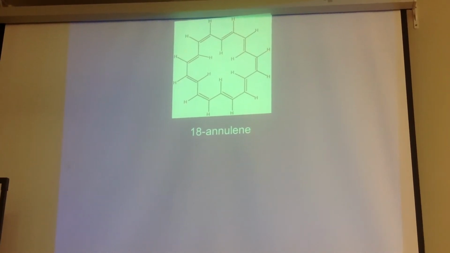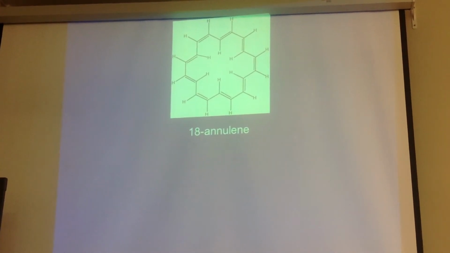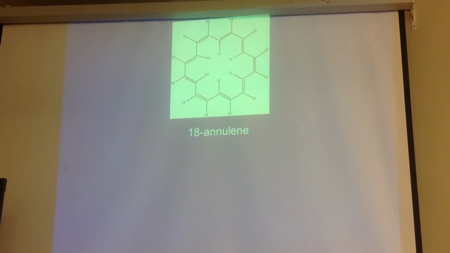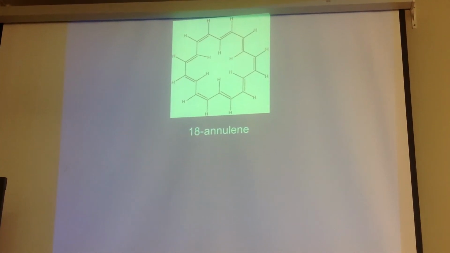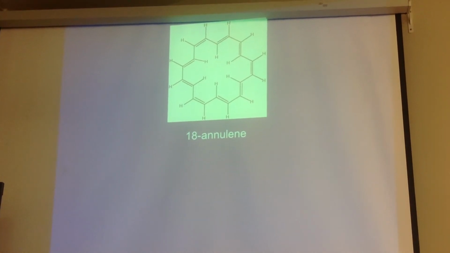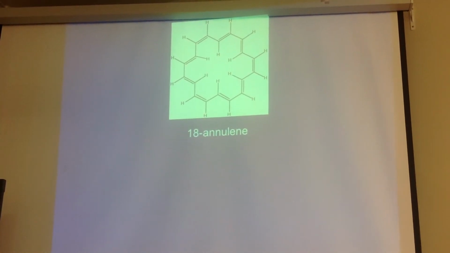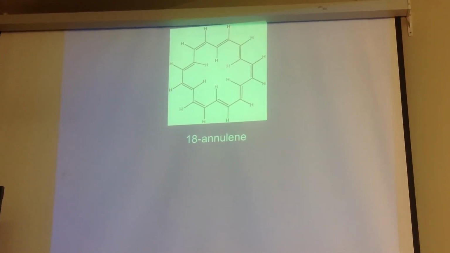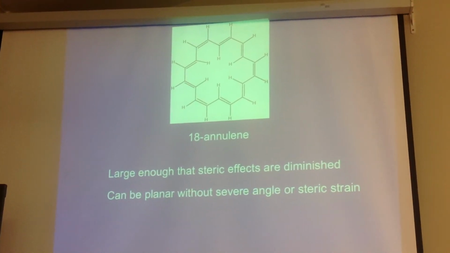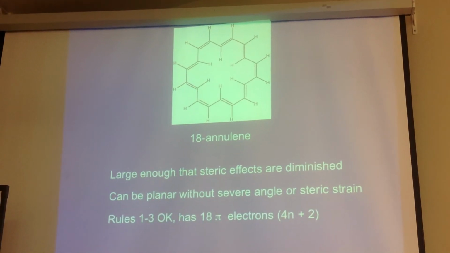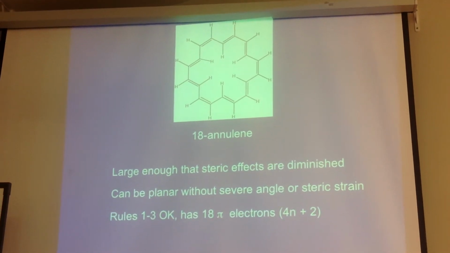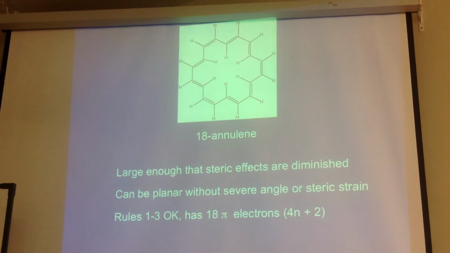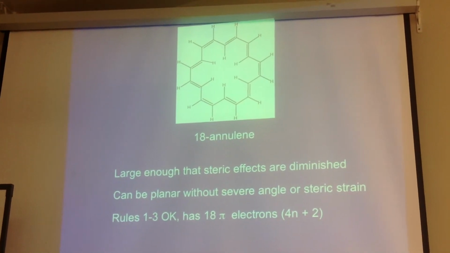Not there. Okay. So, fully conjugated, alternating pi bonds. Assume planar for starts. Doesn't have to be, but assume that it is. How many pi electrons do we have? 18. Okay, 18 pi electrons. And does that fit 4n plus 2? Yes, it does.